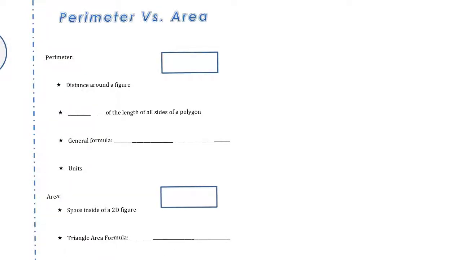So we're going to talk about area and perimeter today. This is lesson 105. And if I'm talking about perimeter first, I'm talking about the distance around a figure. And that means I need to add up all the sides. So I need the sum of all the side lengths.